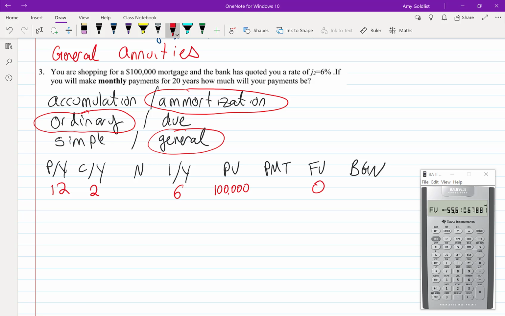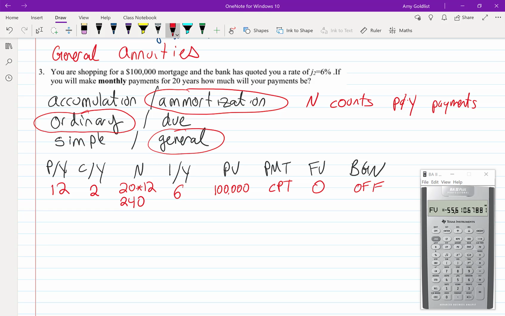We've filled in most of this while I've been talking. And payment, well, that's what I'm trying to find. Finally, we just have N, and that's going to be 20 times 12. That's important. N always counts payments, payments per year, not compounding period. So we're going to count how many payments we make over the lifetime of the mortgage, which in the end is going to be 240 payments.